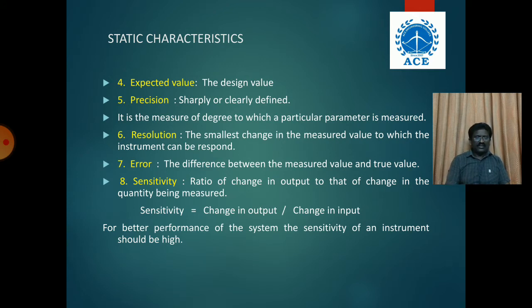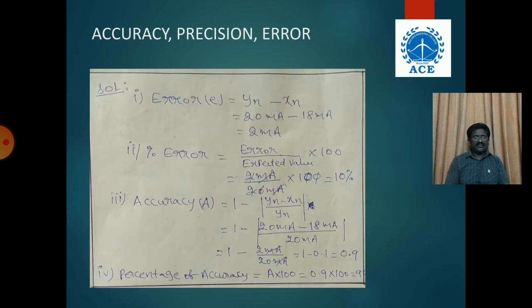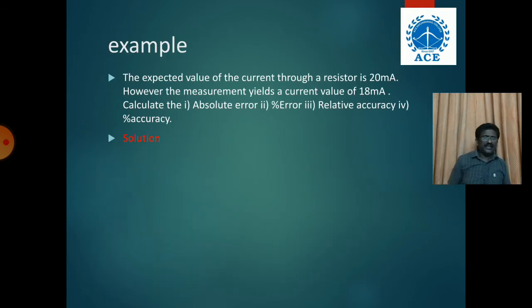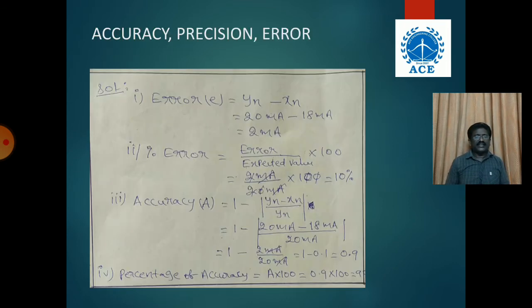So now I am going to calculate the error of the instrument. In the previous problem, I have taken expected value Yn equal to 20 milliamps and measured value 18 milliamps. Now error equals the difference between the expected value and measured value. Substitute here, then you will get error equal to 2 milliamps.